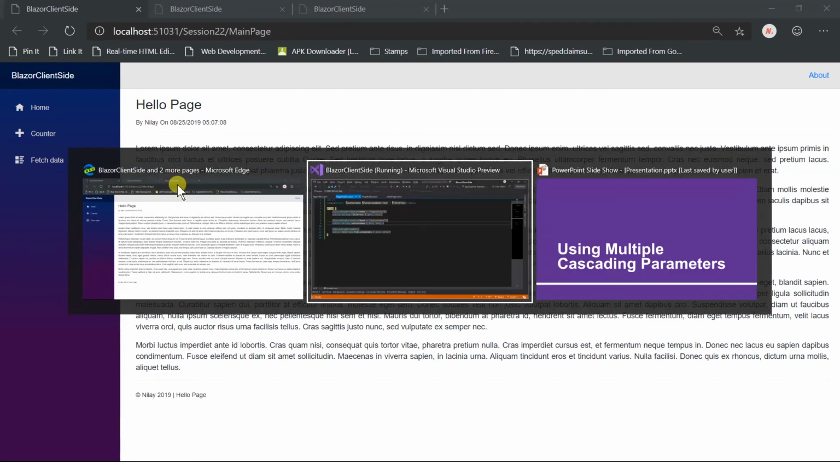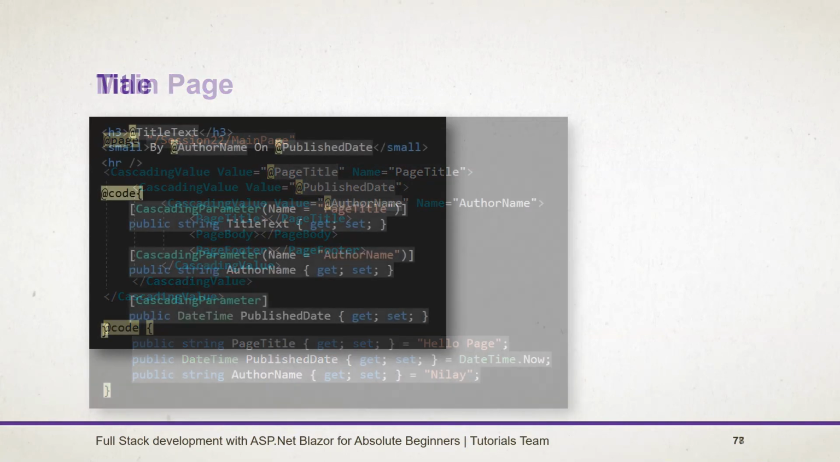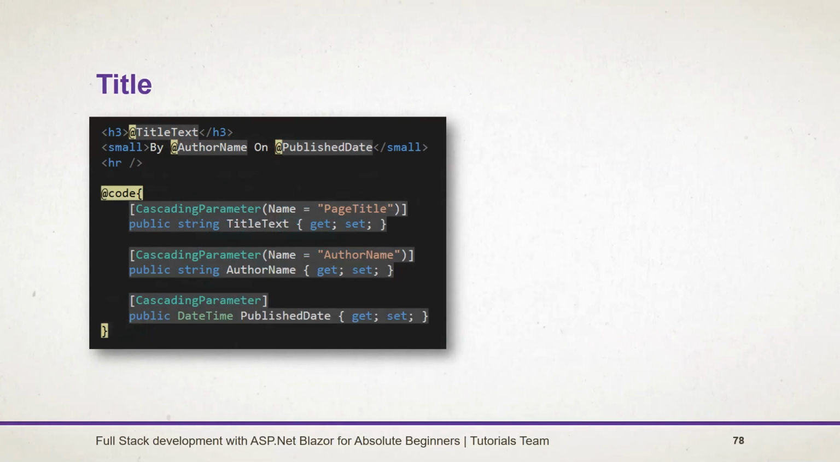Let's see what we have learned in this session. We can use multiple cascading value tag to cascade multiple values. Blazor by default set values based on the data type. If you have multiple values of the same type, then you can use the name attribute to distinguish those values. In descendant components, we need to set name property of cascading parameter to request the value of particular cascading value.